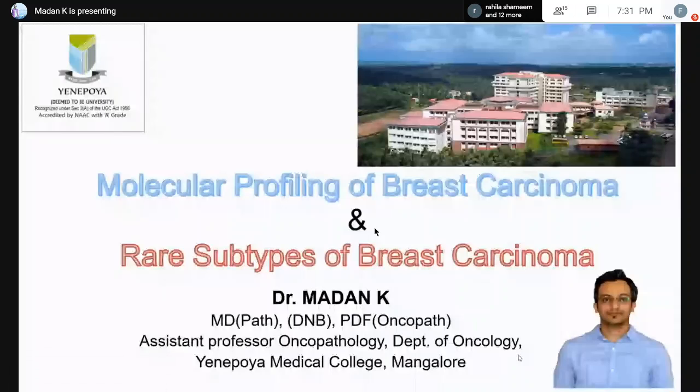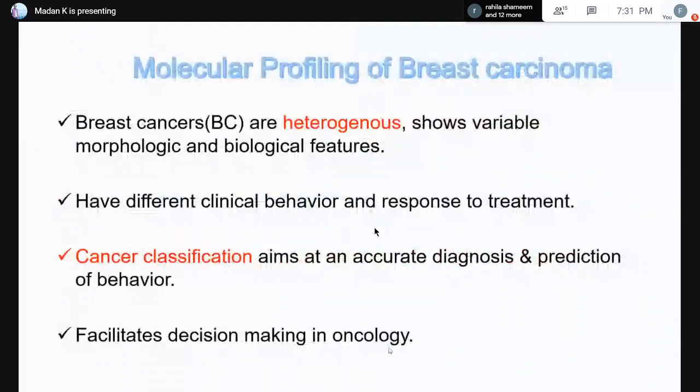To start with, breast cancers are heterogeneous and they show variable morphological and biological features, and they have a different clinical behavior and respond to treatment differently. So hence, cancer classification in general aims at an accurate diagnosis and prediction of behavior, which in turn facilitates decision making in the field of oncology.